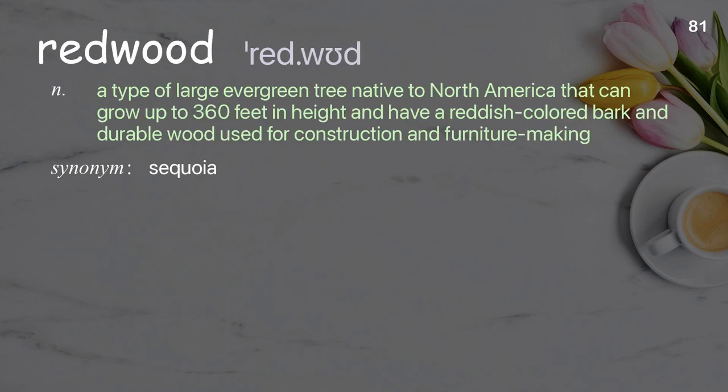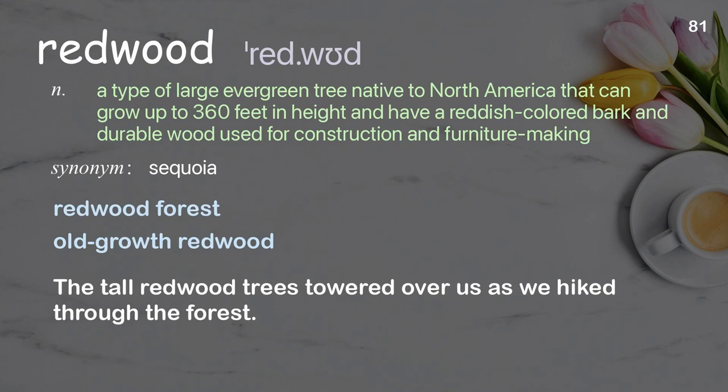Redwood: a type of large evergreen tree native to North America that can grow up to 360 feet in height and have a reddish-colored bark and durable wood used for construction and furniture making. Examples: redwood forest, old-growth redwood. The tall redwood trees towered over us as we hiked through the forest.